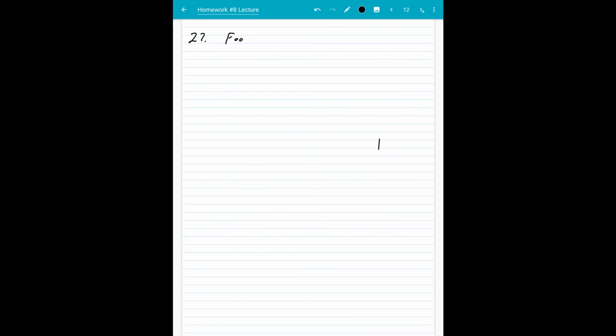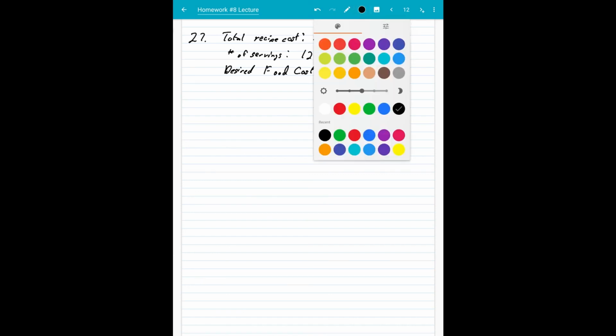So remember our food cost, I'll do the problem first. For this one, it's saying find the minimum suggested selling price for 1 serving of the recipe. So the total recipe cost is $19.90. It says the number of servings that the recipe makes is 12. And it says the desired food cost percent is 20%.